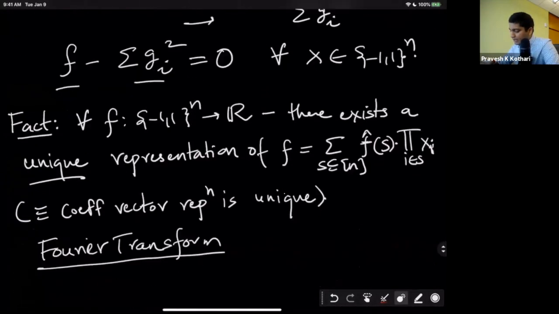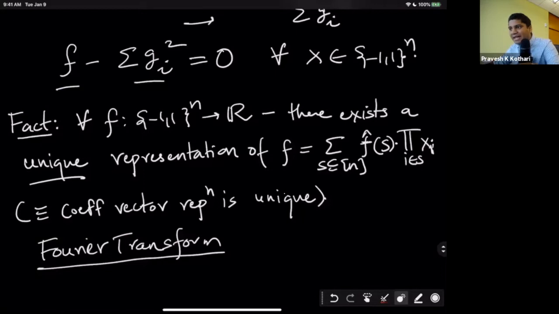By the way, just to remind you, multilinear means that for every monomial that appears in the representation of the polynomial, the degree of any single variable like xi in it is at most 1. So for example, there is no term like xi square that appears in the representation of f. And why can I intuitively assume that such a representation exists? Well, remember, over the hypercube, xi square is always 1 because xi takes the value plus or minus 1.